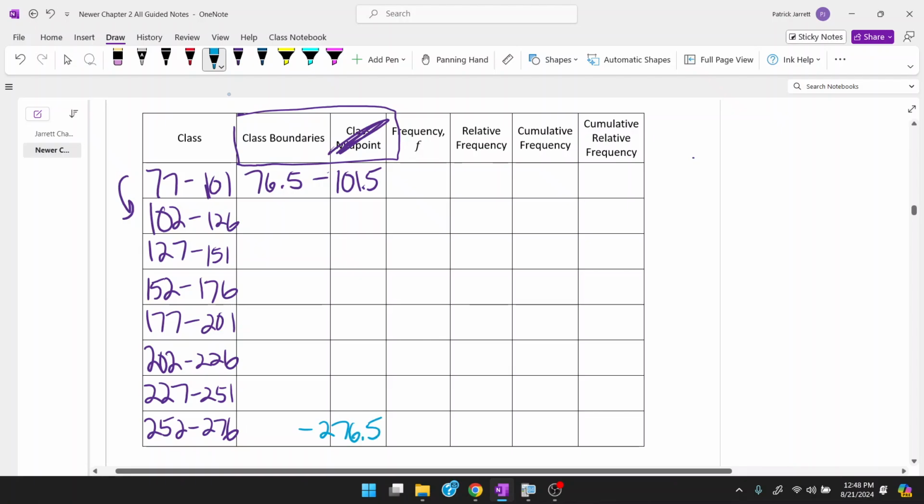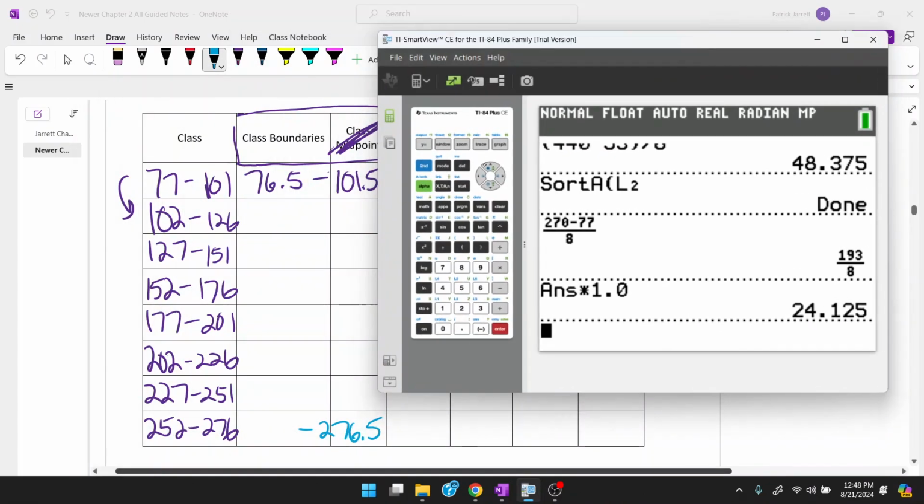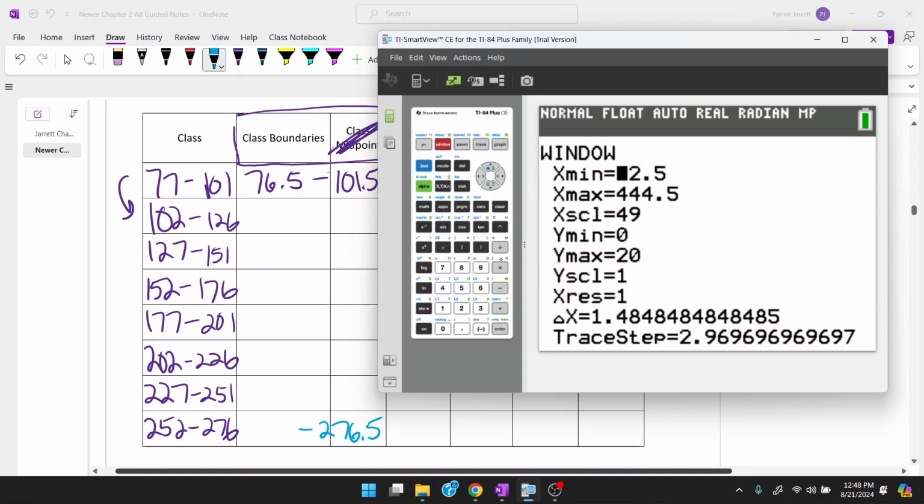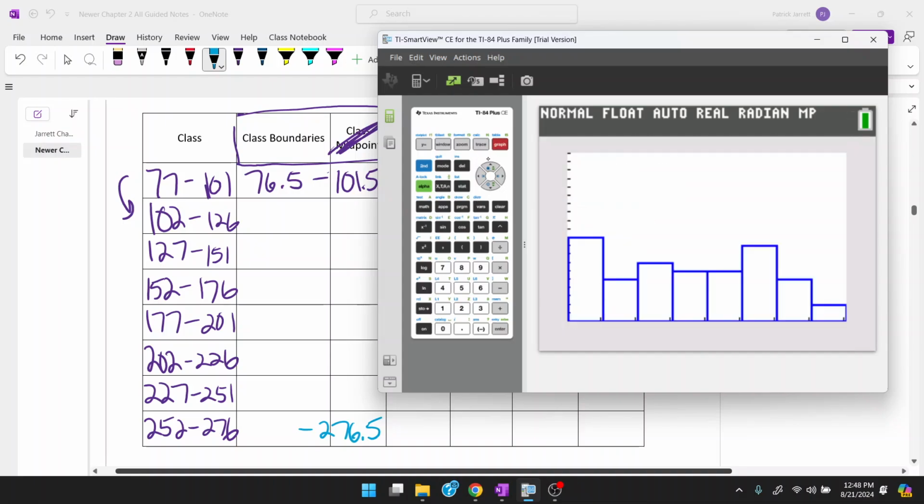276.5 is going to be my boundary, my maximum. So here's what I'm going to do now. I am going to go to stat plot, and instead of L1, I'm going to use now L2. And I'm going to go to window, 76.5, and 276.5, and then 25. Now, and there we have it.